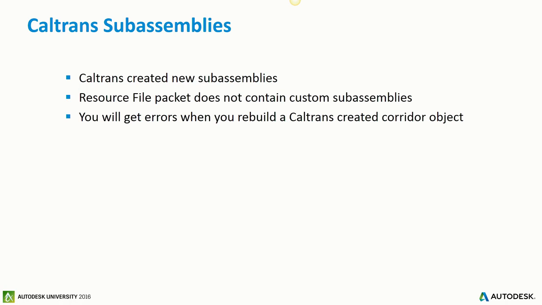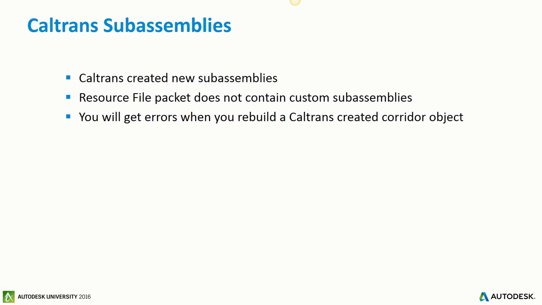Dikes, retaining walls, and so on. So they have their own set of sub-assemblies. Those sub-assemblies are available only to them. The Caltrans resource that you can download from the website, you only get everything else but sub-assemblies. So you do not get their sub-assemblies.